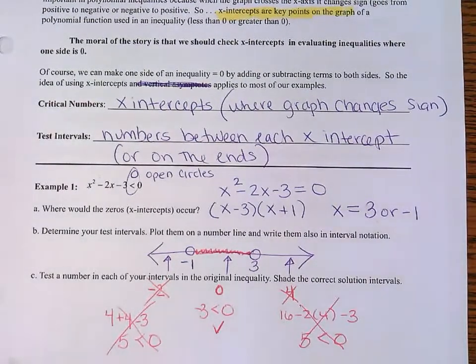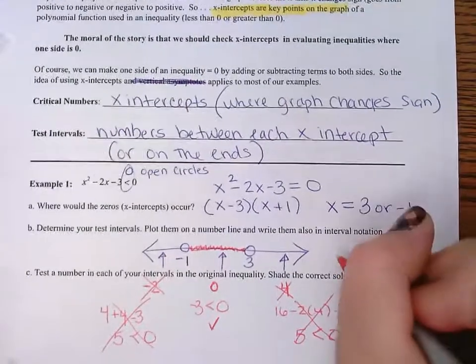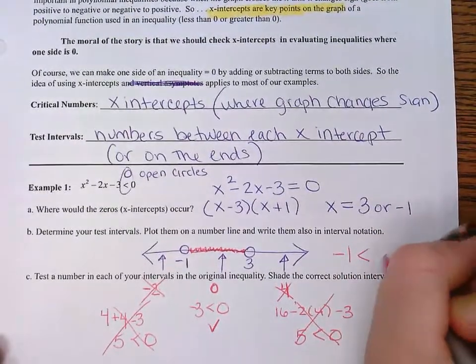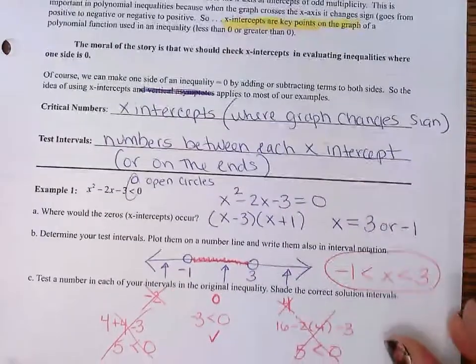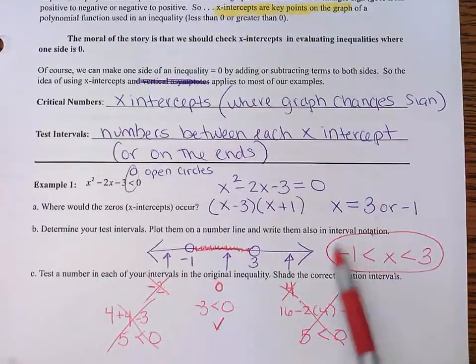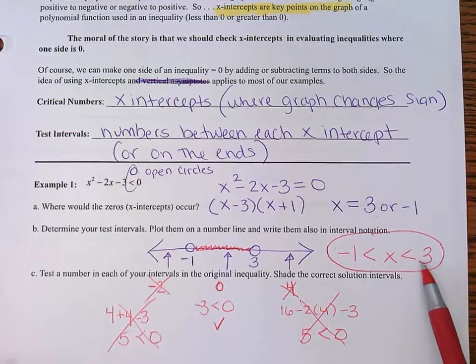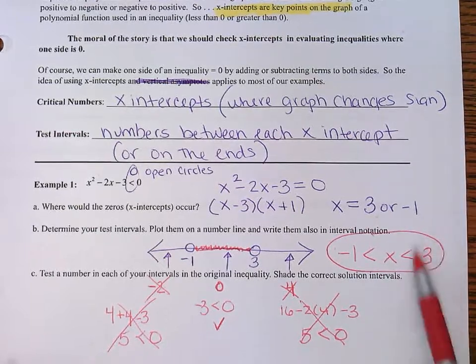So what this tells me is that my solutions for x lie between negative 1 and positive 3, and we're excluding negative 1 because that's an x-intercept, and we're excluding 3 because that's an x-intercept, so I don't put less than or equal to, I put strictly less than. I could have just graphed it, but I'm trying to show you the algebraic method.